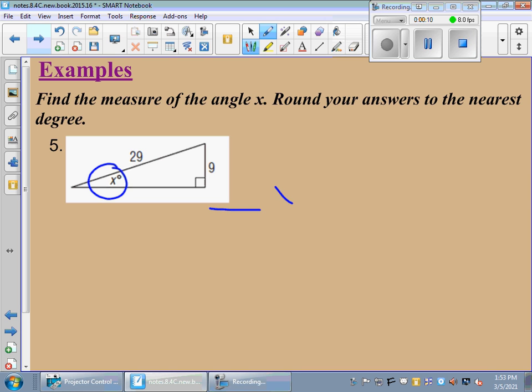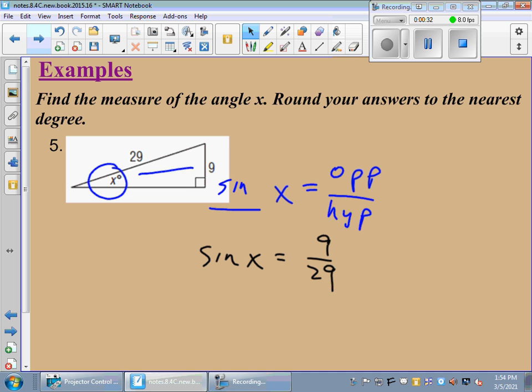Blank of x equals. What sides do they give you in relation to the angle? Again, this is opposite. This other side right here is the hypotenuse. So what trig function from SOHCAHTOA is opposite over hypotenuse? Hopefully we know by now that that is the sine. So sine of x equals 9 over 29.